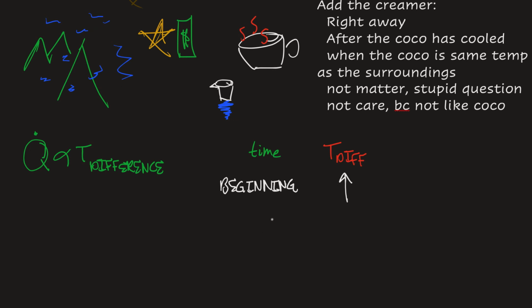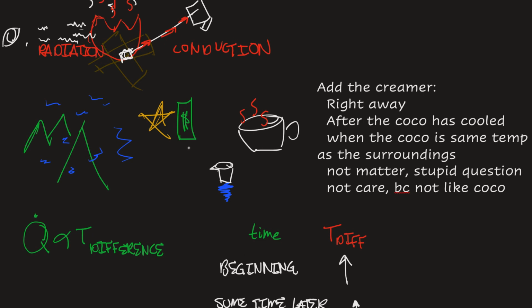Now after a little bit, some time later, this temperature difference might still be there, but it's definitely smaller. And then after a long time, there's not going to be any temperature difference because the hot cocoa becomes the same temperature as the surroundings.